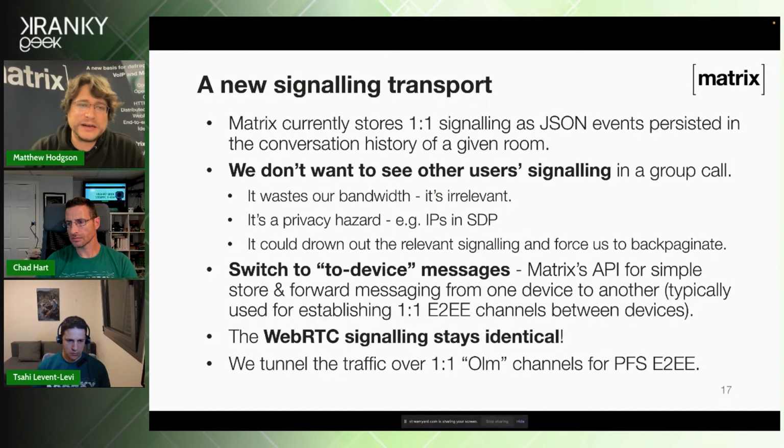Finally, we've changed the signaling transport. So rather than putting all of the signaling events as JSON blobs into a chat room, you can instead send them to device between devices rather than wasting people's bandwidth with other people's signaling. But the WebRTC actual semantics stays the same. We also get proper perfect forward secrecy end-to-end encryption using Olm.